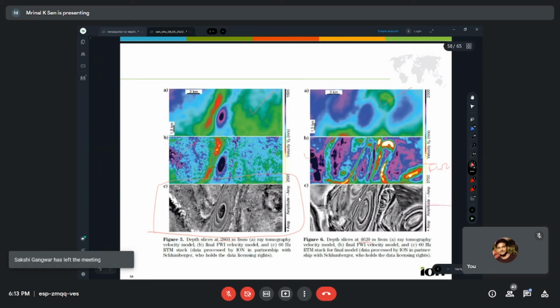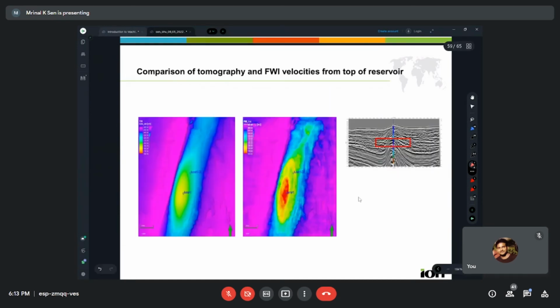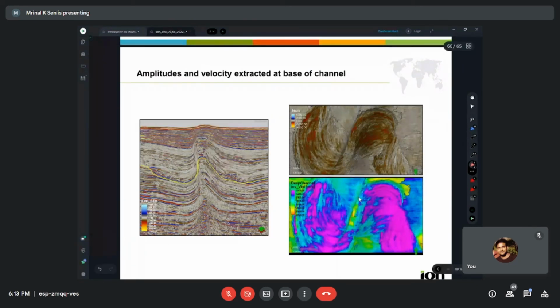It's really, really mind-boggling. And then they also compared some of this, so I already showed you that. Yeah, this is important. Again, you can actually see how the channels are imaged in this depth slice. And these are very, very important for exploration targets.